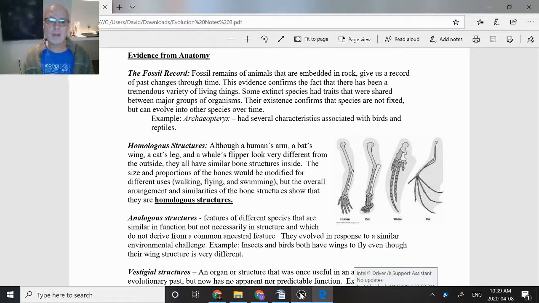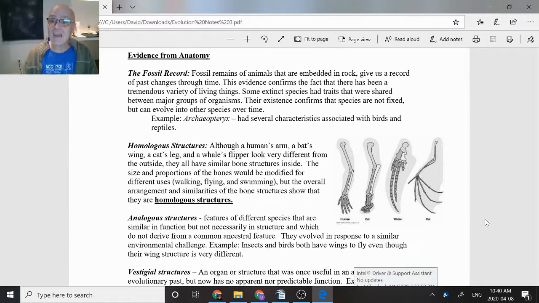Another is homologous structures. So, for example, human, cat, whale, if you look at this diagram over here, they all have fingers, but they use them for different things. A cat's fingers are its claws. A whale's fingers are its fins. A bat's fingers are its wings. And my fingers are fingers. I won't give you any fingers today.